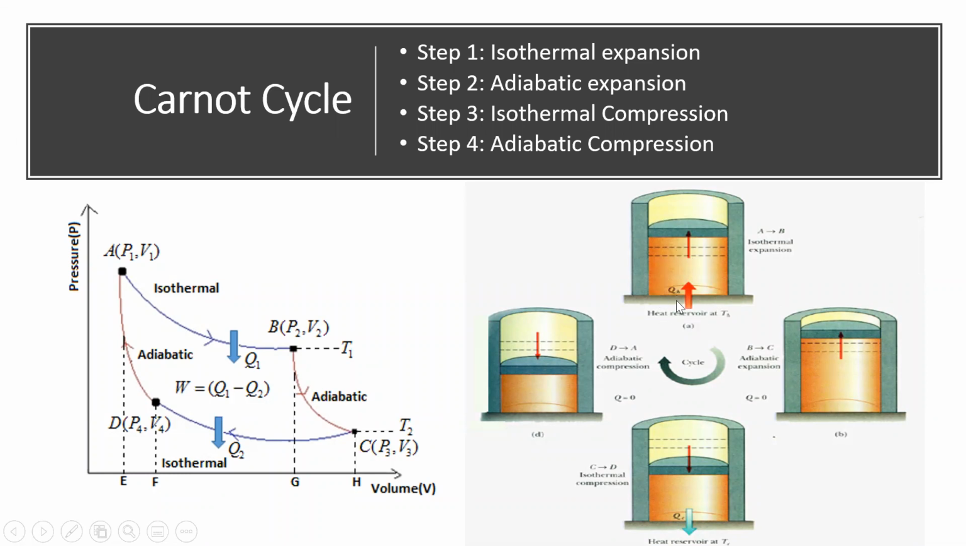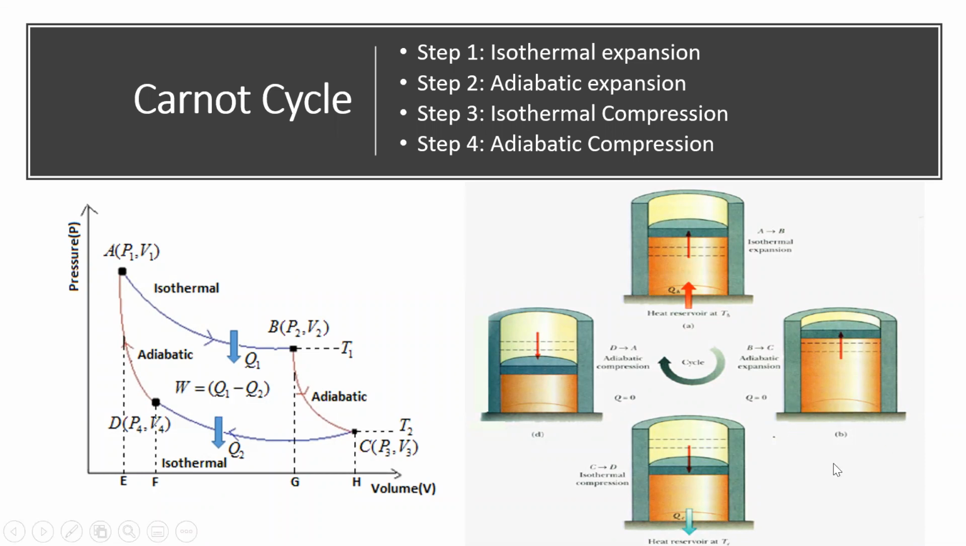When it was on the source of heat, it went from A to B on the graph. Its pressure and volume changed from P1, V1 to P2, V2, but its temperature remained constant at T1, the temperature of the source. Since the temperature is constant, we call it isothermal expansion. Also remember that when the gas is expanding, work is done by the gas.